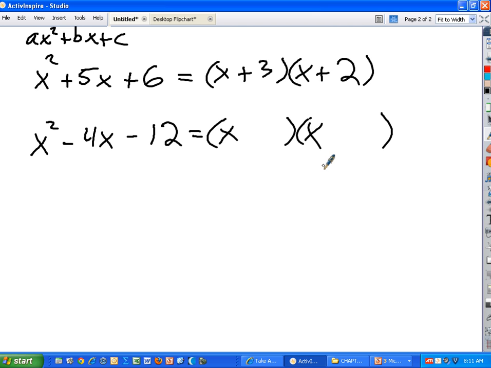I'm hearing a little bit of both. Now, there's a way we can tell. If the numbers multiply to a negative, they're opposite signs. If they're going to add to negative 4, what does that mean? Which of the two numbers, the negative or the positive, must have been bigger?